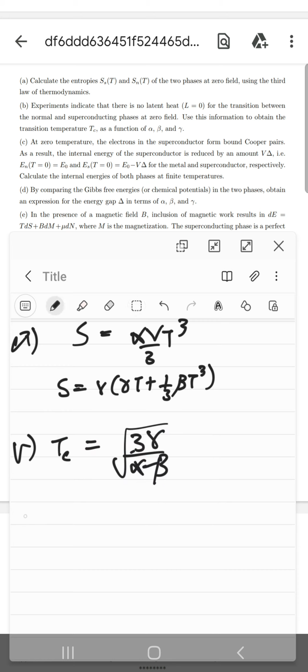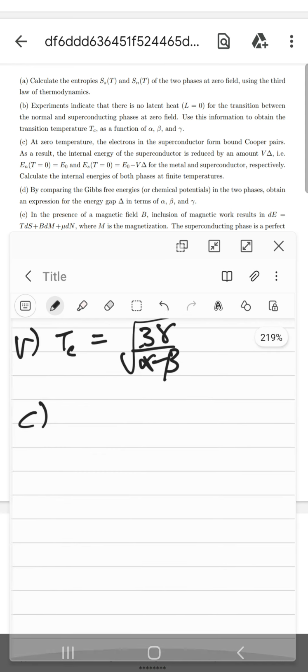Right, sorry. Okay, now this makes a bit of sense, but it's still weird. I don't know. Zero temperature the electrons, fine, whatever. So, given energy is E naught and E naught minus V delta for the metal and superconductor, calculate the internal energies of both phases at finite temperature. Cool. Shouldn't be too hard to do. So let's just figure out the thing.